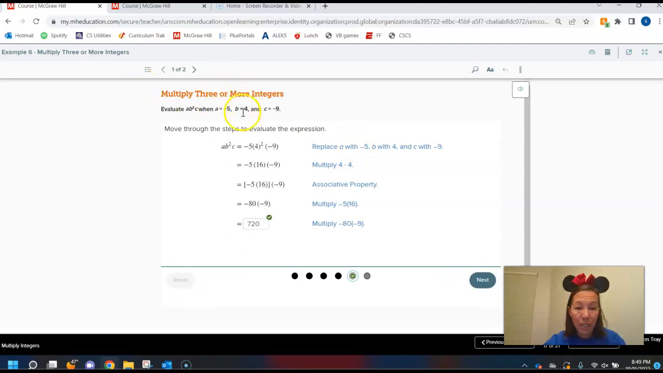So again, we're plugging in the numbers for each variable. Here we have exponents first, and then it's just multiplying like the problems you did in example 5 yesterday. So when you multiply 3 numbers, just multiply 2 at a time. And remember, negative times positive is negative. Negative times negative is positive.